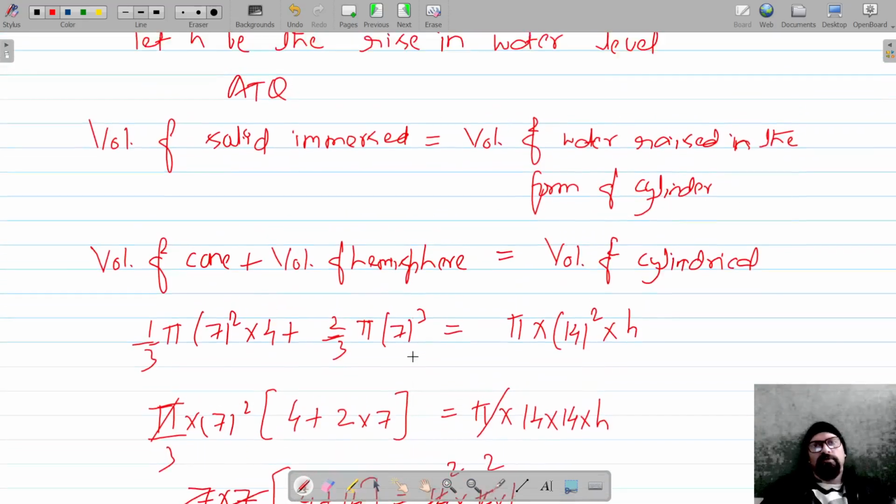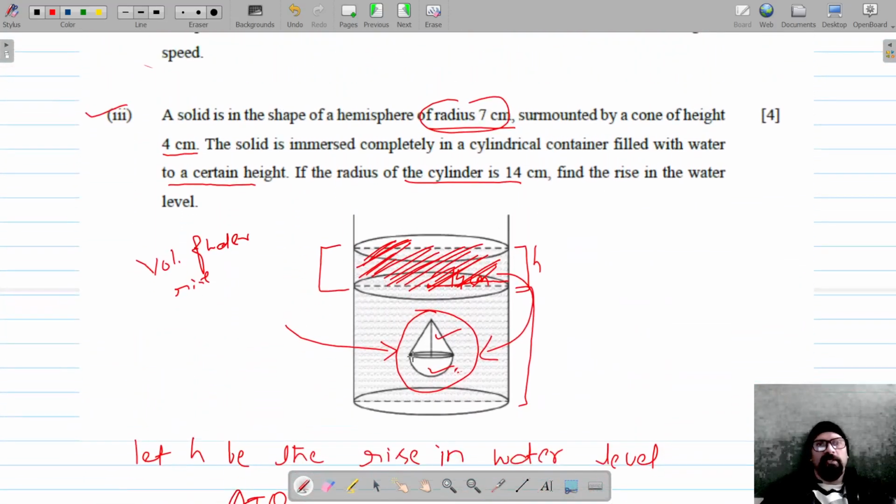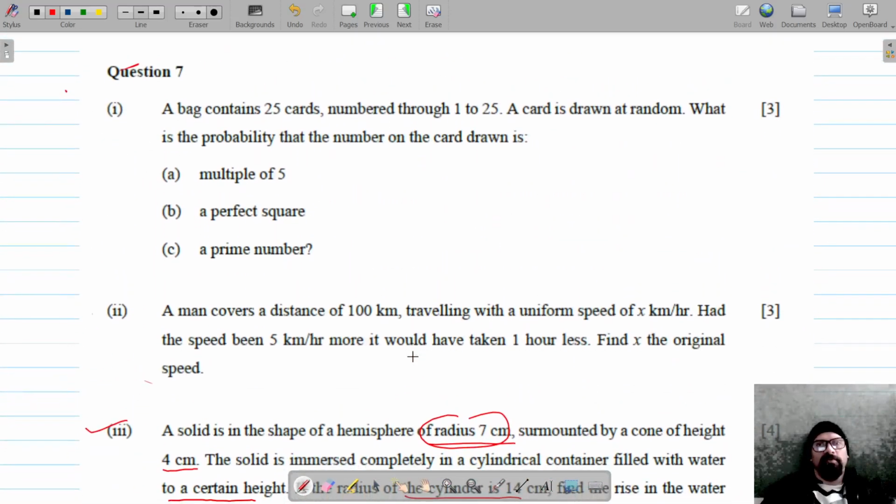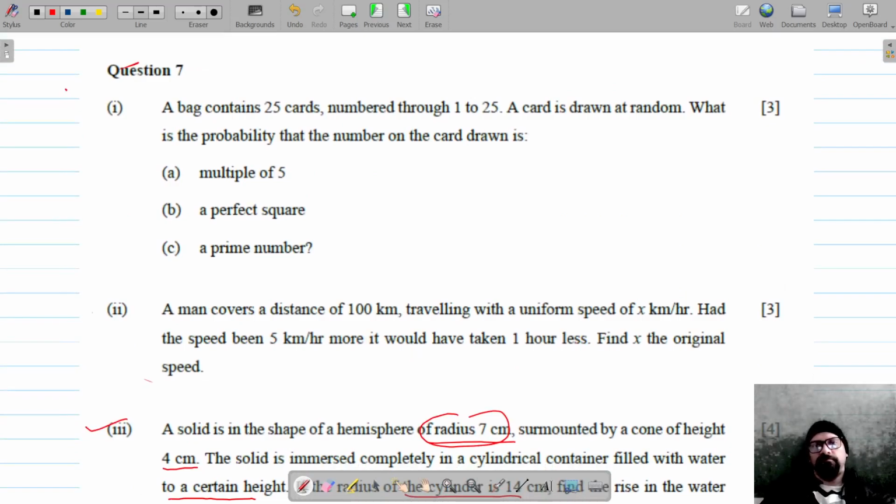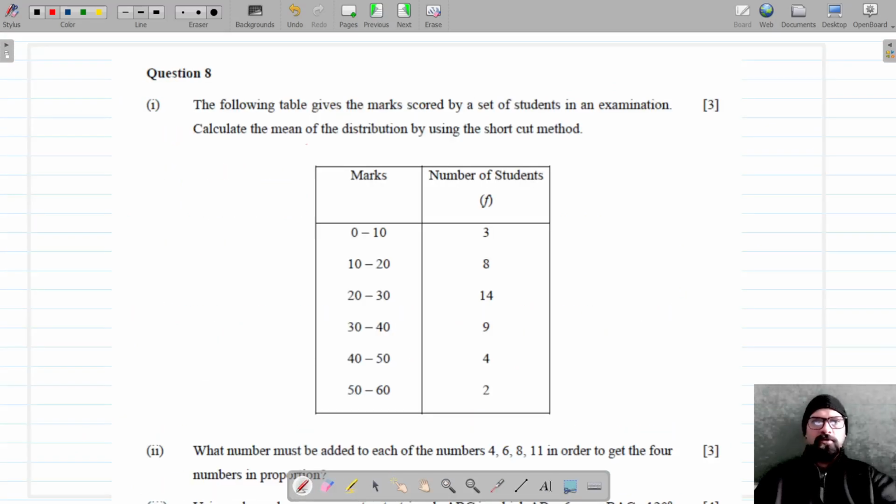Okay, let's move on to the next question. That is question number 8. This was question number 7. Before question number 8, first part, this following table gives the marks scored by a set of students in examination, and we have to calculate the mean of the distribution by using shortcut method. So in shortcut method we can use the assumed mean method. So this is the assumed mean method.